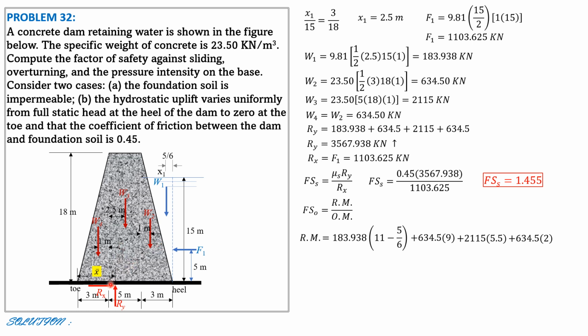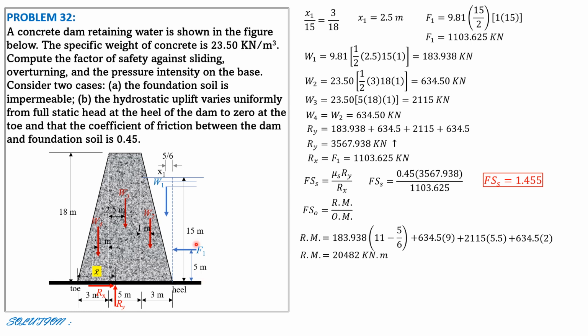3 minus 1 is 2, so times 2. So righting moment is equal to 20,482 kilonewton meter. Then for overturning moment, that's due to F1 and uplift supposedly, but there's no hydrostatic uplift, so it is just due to F1.